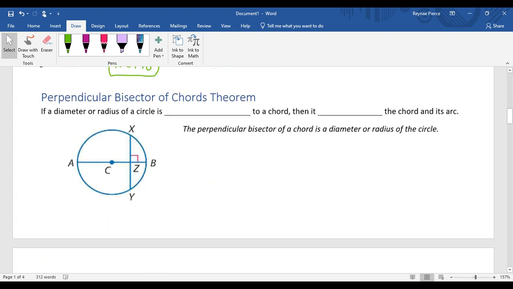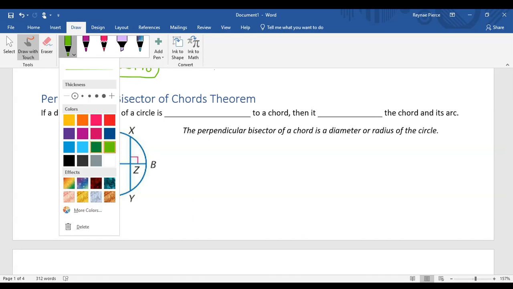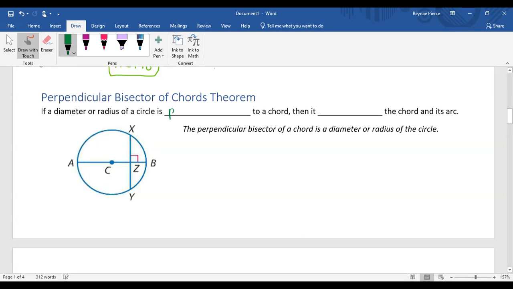This next theorem: if a diameter or a radius of a circle is perpendicular to a chord, so if it forms a right angle, then that radius or the diameter also bisects the chord, and its arc. So essentially, a diameter or a radius has to be the perpendicular bisector of a chord, if it's one or the other.